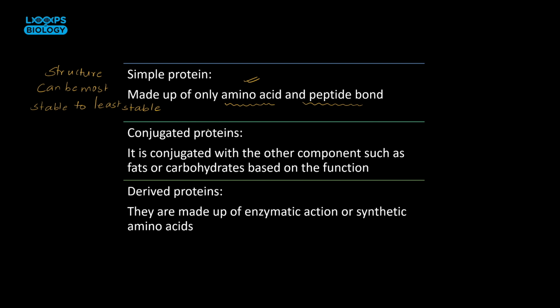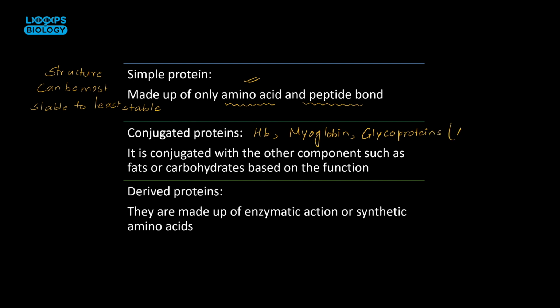The next case is conjugated protein. In this particular case, you are going to see the structure of hemoglobin and myoglobin. Along with that, there are some glycoproteins as well.